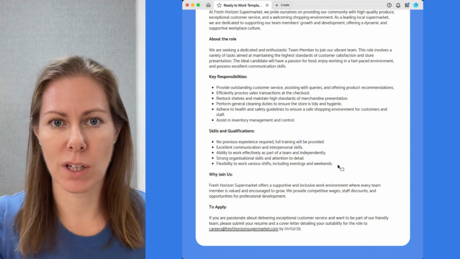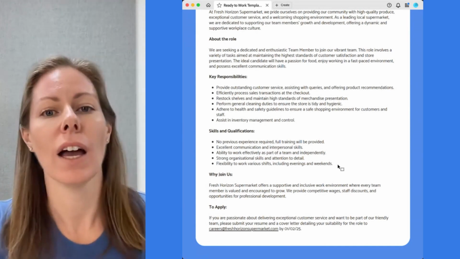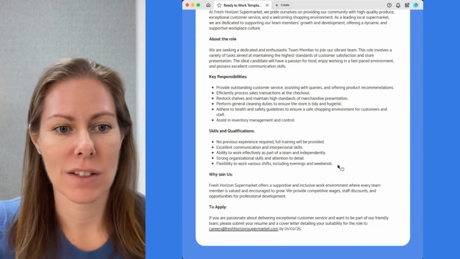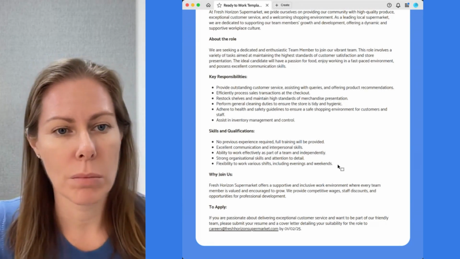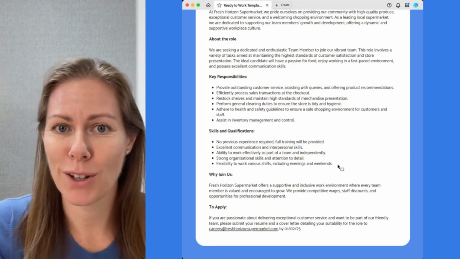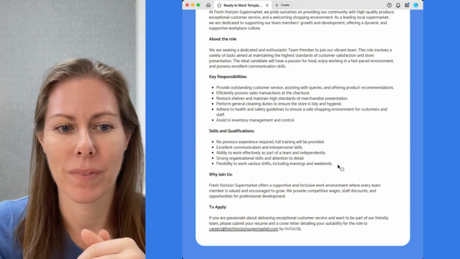When we're looking at the skills and experience list, or the skills and qualifications list, in any job description, use it as a checklist. Do you have all of these things, or are you okay with all of these things? If not, potentially this isn't the right job for you. If so, great, let's move on and complete our application process.